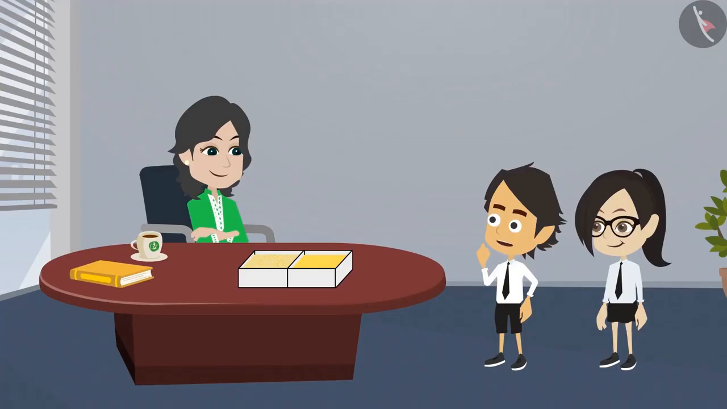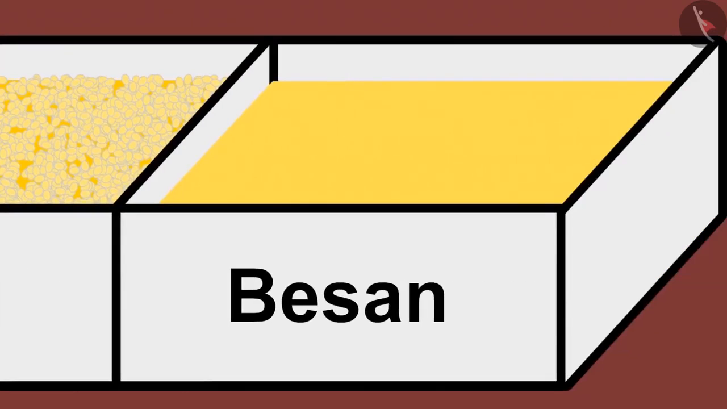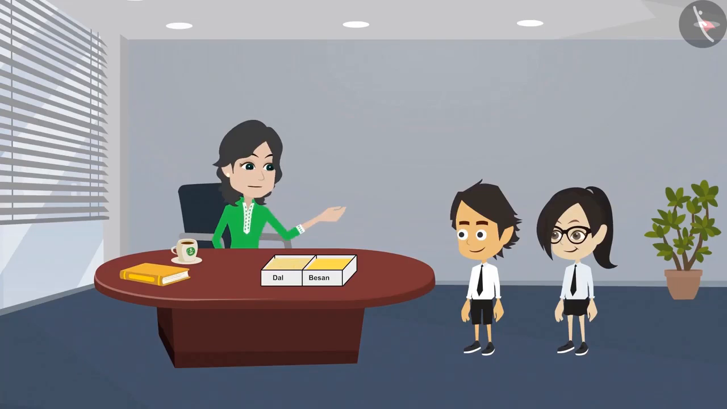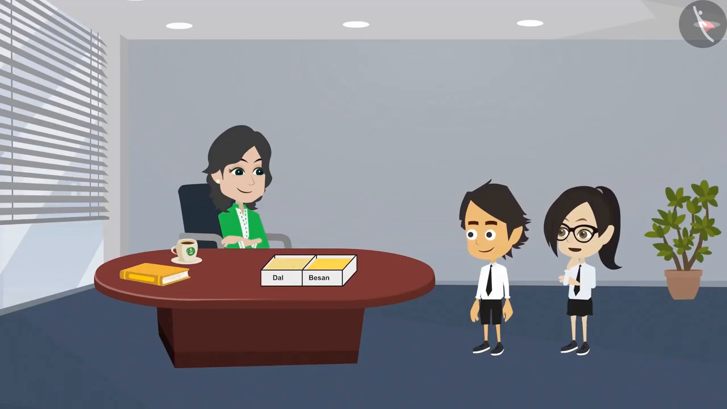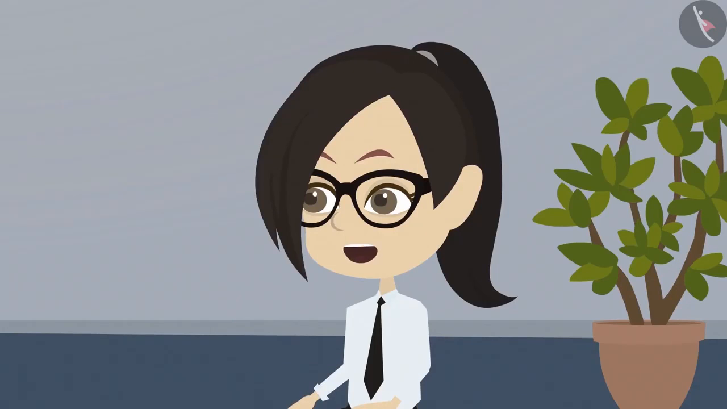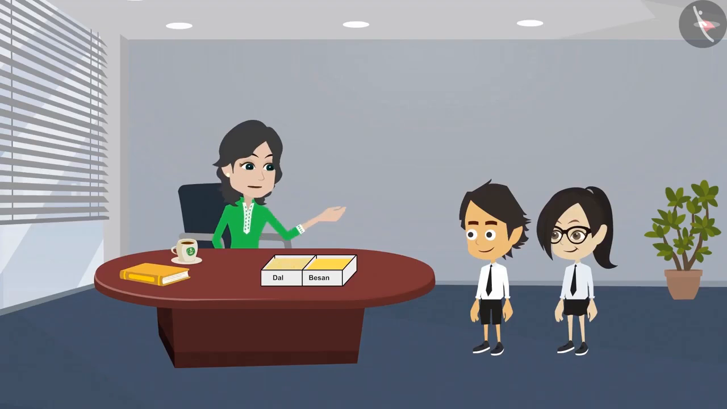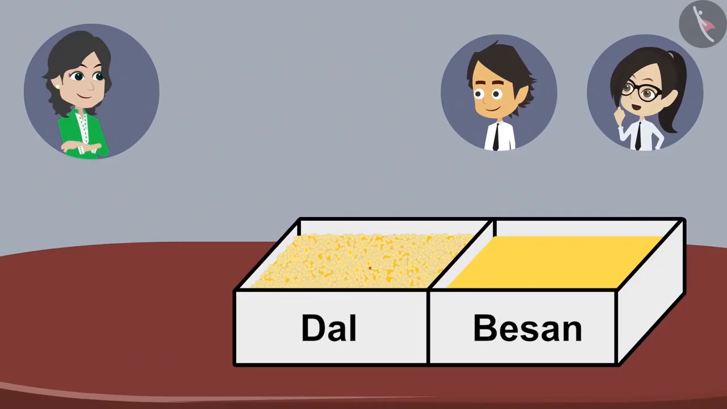What is there in these boxes? Dal and basin. Yes, dal and basin. Tell me, how will you divide dal and basin into two equal parts? We can divide dal into two parts because we can count dal. Okay, please try. I will start counting from this pile of dal. 1, 2, 3, 4, 5, 6, 7, 8.